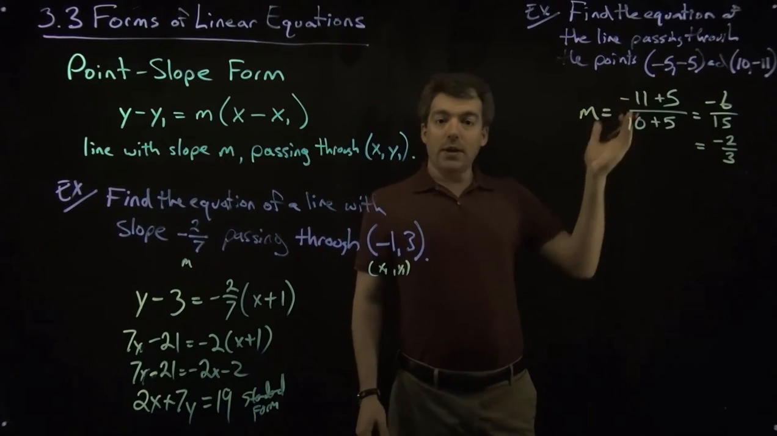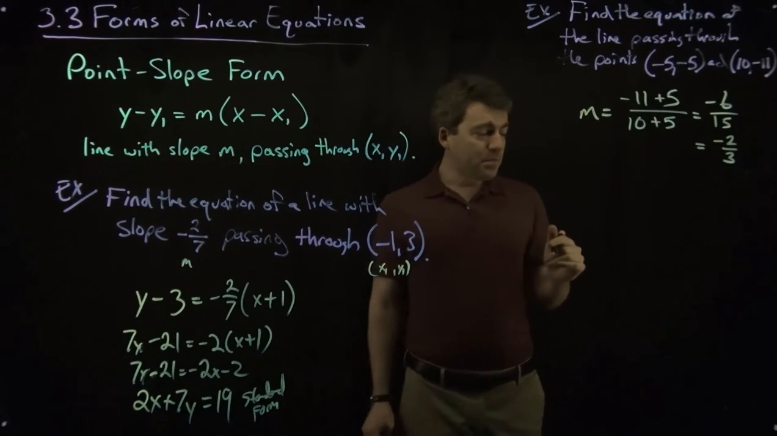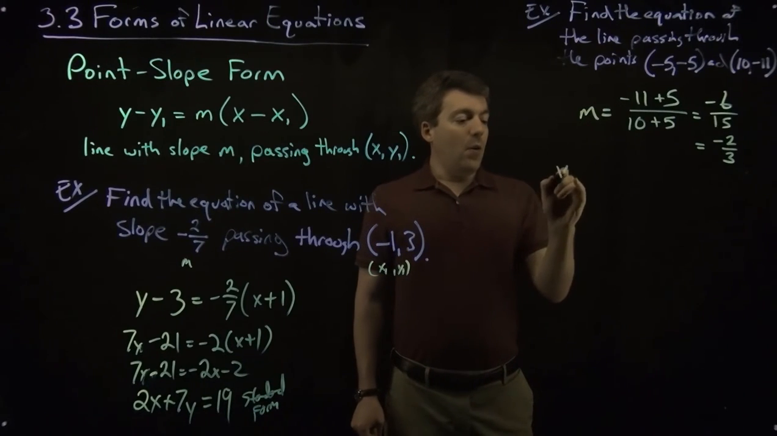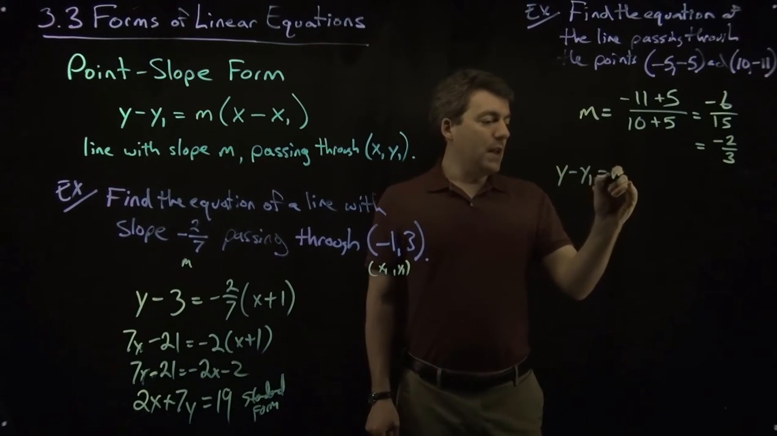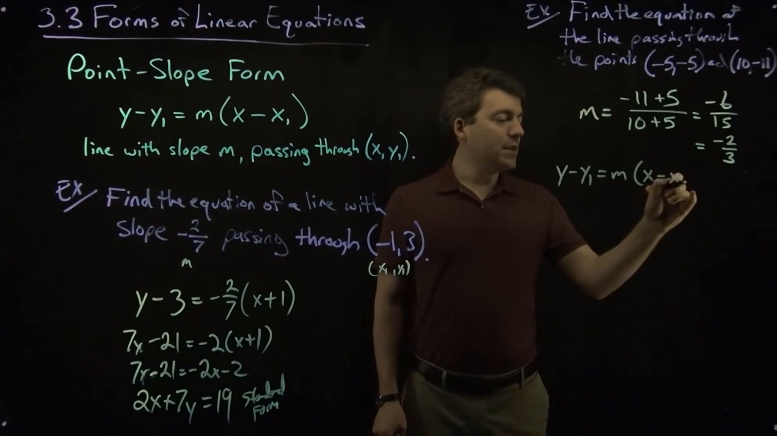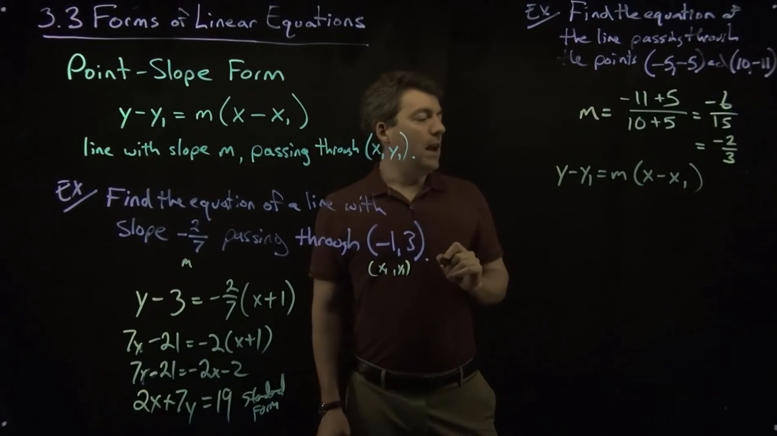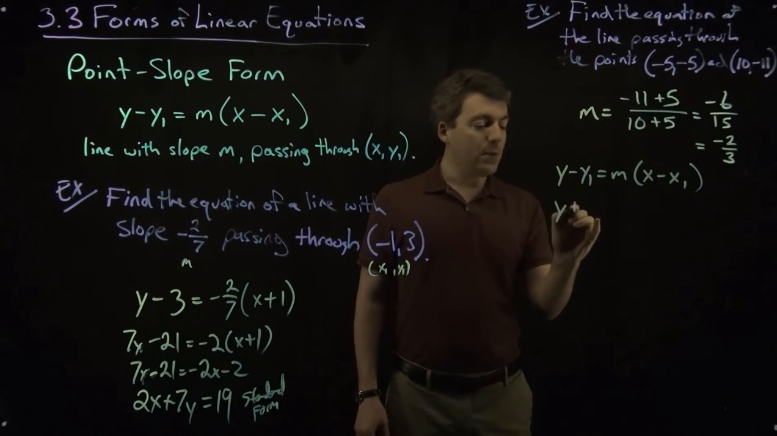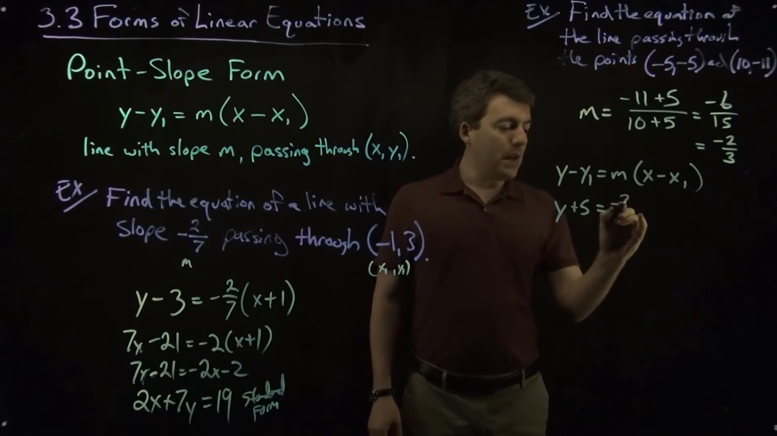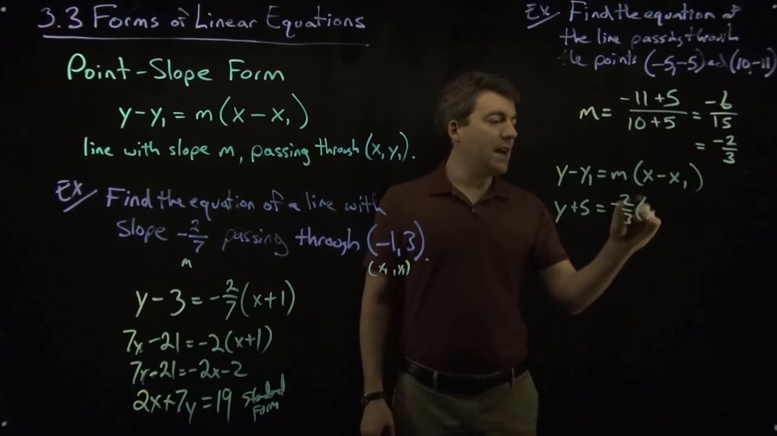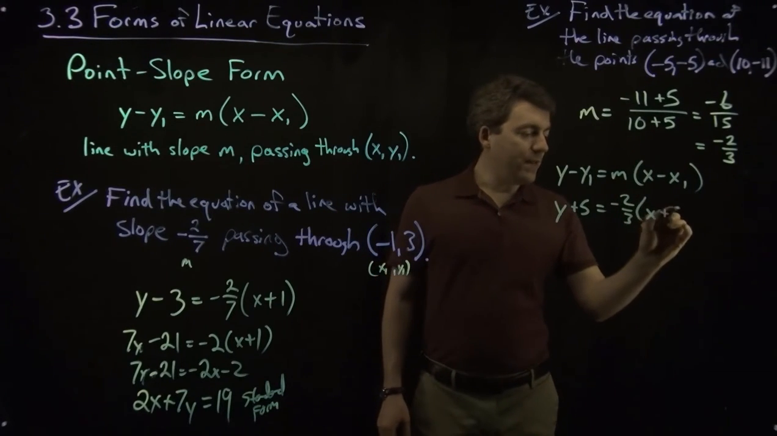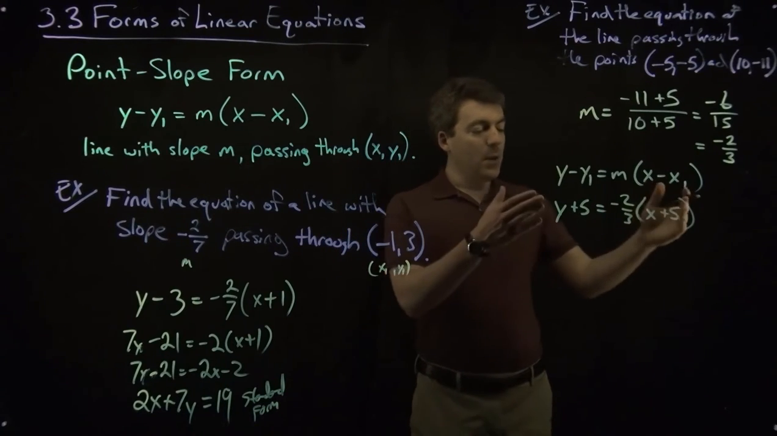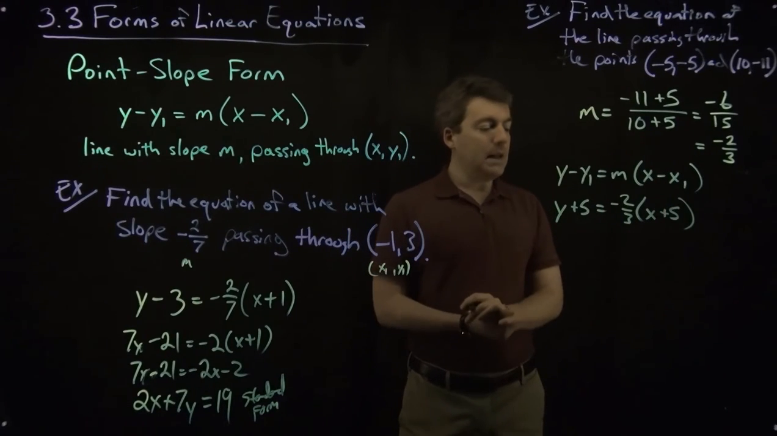You could pick either point, it doesn't matter. Let's take the first one. The result will be the same. We have y minus y1 equals m times x minus x1. And now we'll plug in the information. So we have y minus negative 5, so y plus 5, equals the slope, negative 2/3, times x plus 5. And now from here we could put this in whatever form we need.